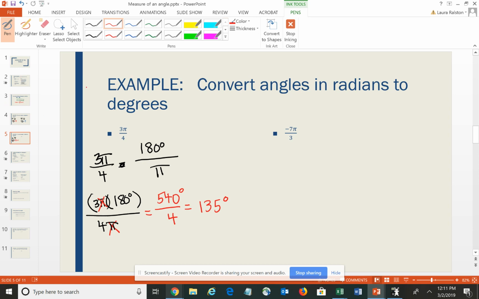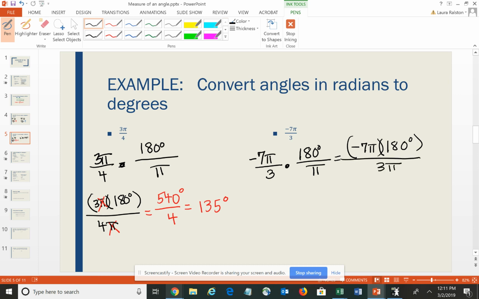Negative 7 pi thirds. Okay, so we start over. It's a new problem. So I have negative 7 pi over 3 times, again, this time I'm trying to eliminate the pi, so it goes in the denominator, and I have 180 degrees. So I have negative 7 pi times 180 degrees all over 3 pi. So again, I notice I have a pi in the numerator and a pi in the denominator.